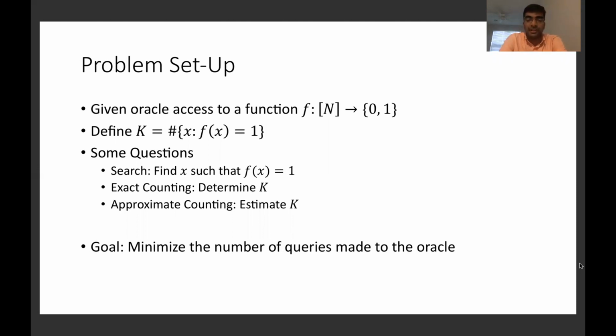Now, we define a quantity k to be the number of inputs to the function f such that those inputs map to the value 1. And we can ask some questions based on this setup.